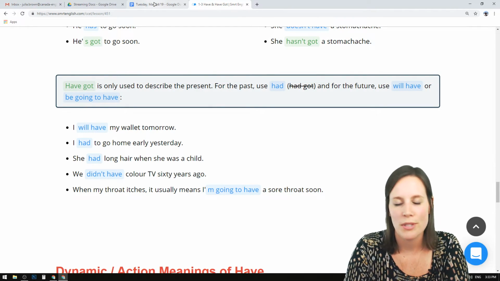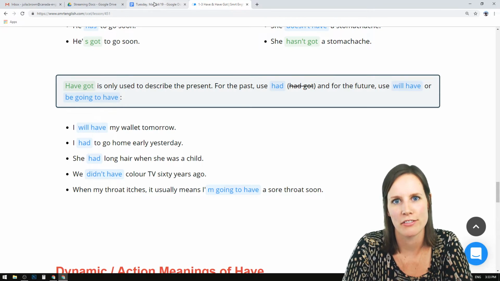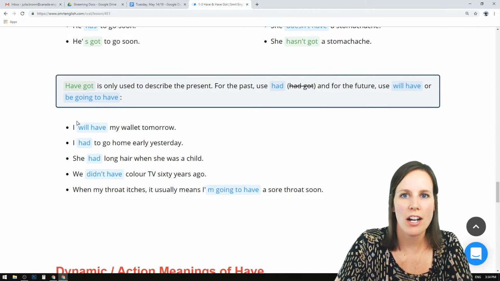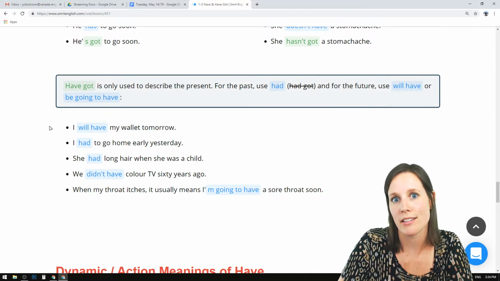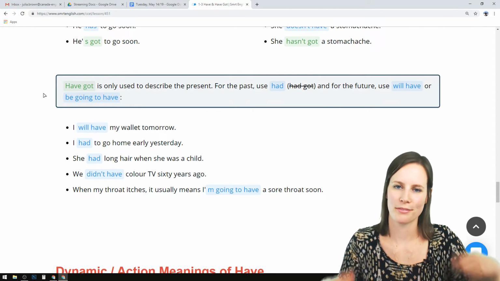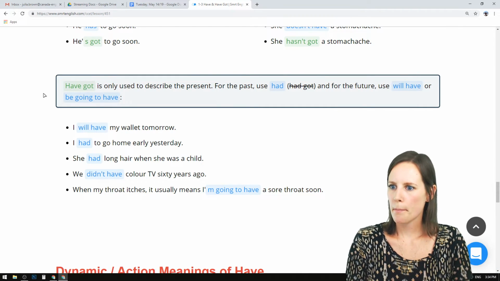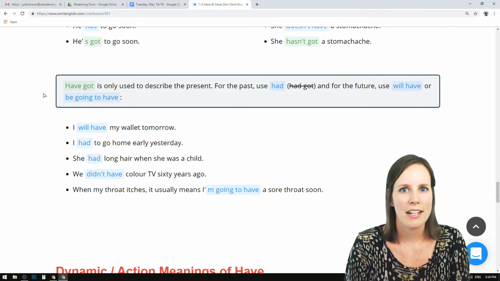So sometimes we are lazy with pronunciation, and that's just life, right? So if you're not sure, you can ask somebody to speak a little bit slower and maybe they will be able to clear that up for you. But again, if you're writing, you can't omit have.